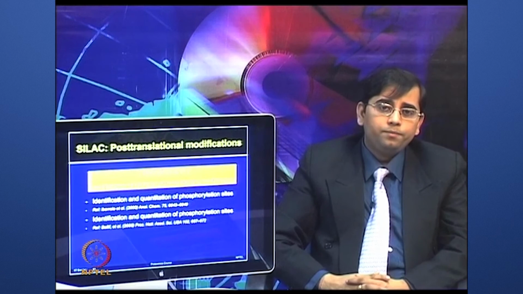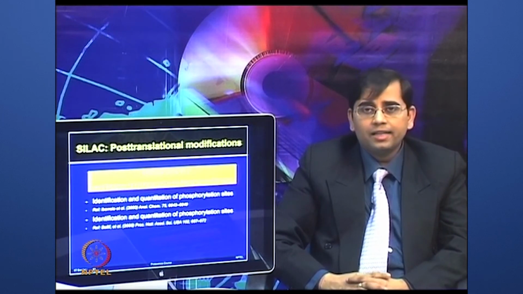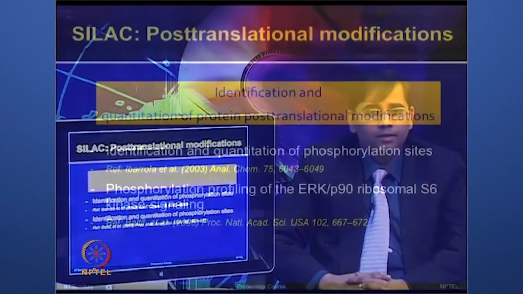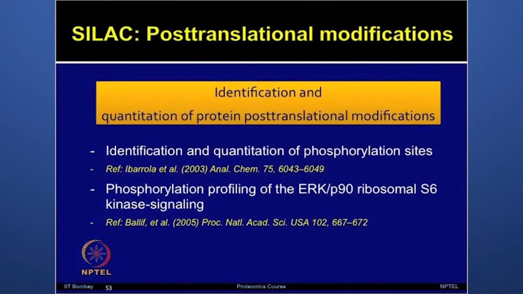SILAC has been used for identification and quantitation of protein post-translational modifications. The study by Ibarrola et al. identified and quantitated phosphorylation sites. Another study by Bentley et al. also identified and quantitated the phosphorylation sites. So, there are many studies which have used the SILAC method for studying post-translational modifications.